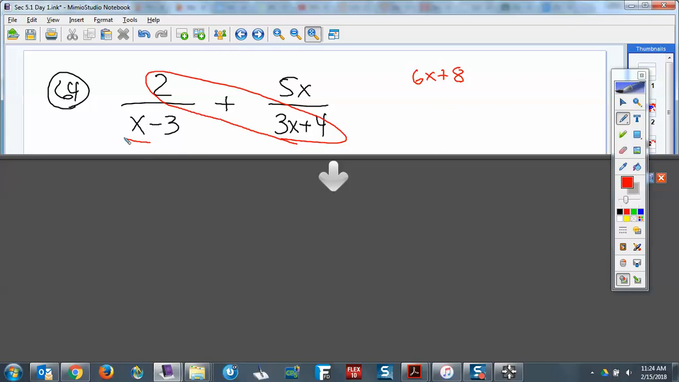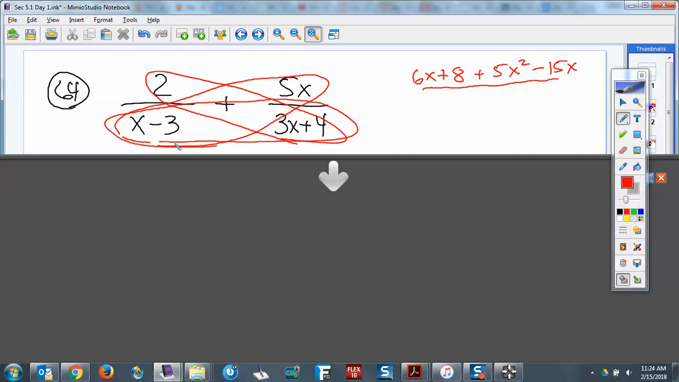Then we start down here and go this way. 5x times that would be 5x squared, because we have to distribute, minus 15x. And then, all over the bottom, multiplied together. Now, that doesn't exactly look like a bow tie, but anyway, that's the idea. And you can't forget that last part. So the last part then would be x minus 3, and then 3x plus 4.